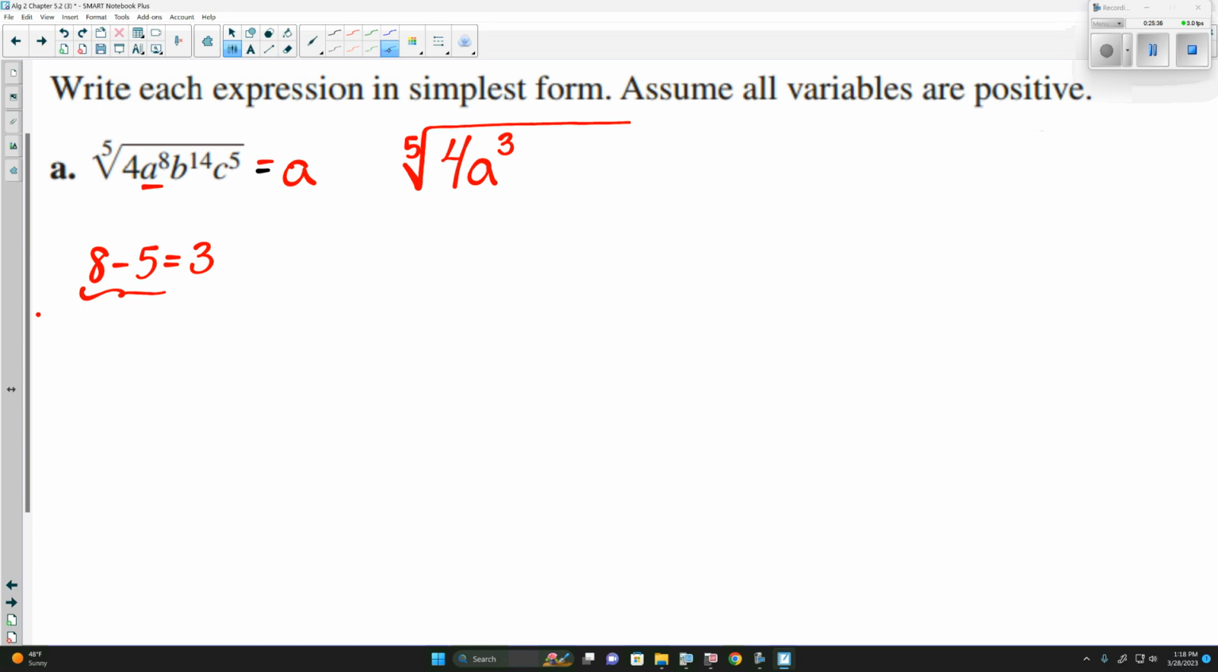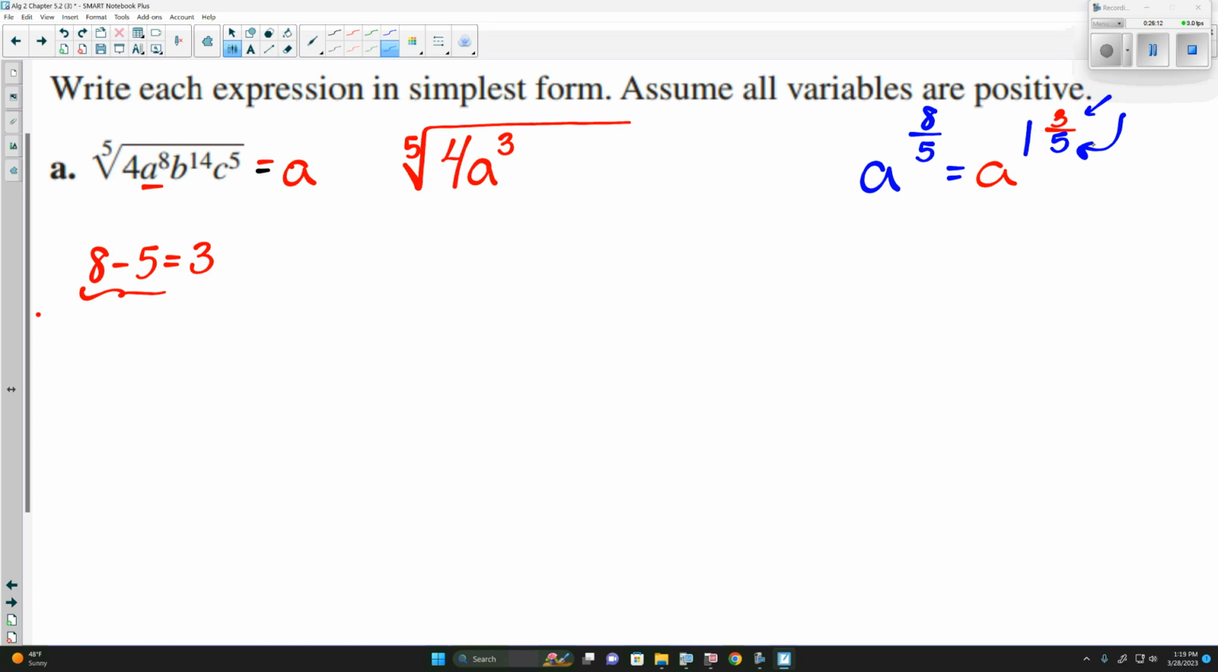Because if we think of it as a rational exponent, so a to the x over n. Well, x in our case is 8, and the n is 5. As a mixed number, that would be 1 and 3/5. We have 1 that comes out, and that 3/5 stays inside. The 3 of the 3/5 is our exponent. The 5 is the root of the radical. So we get it that way there.